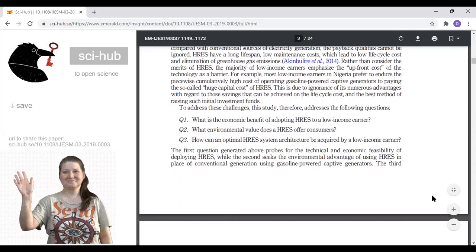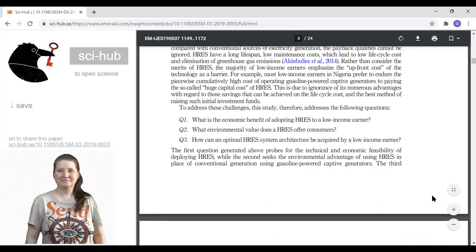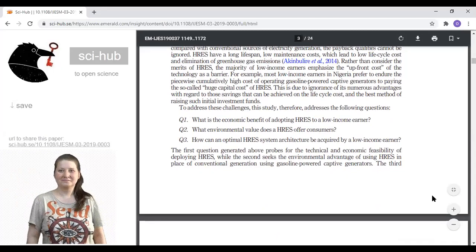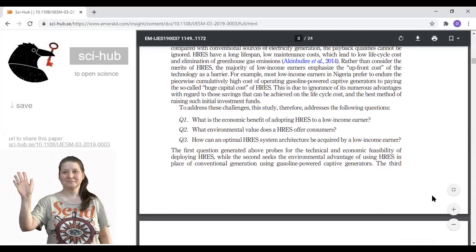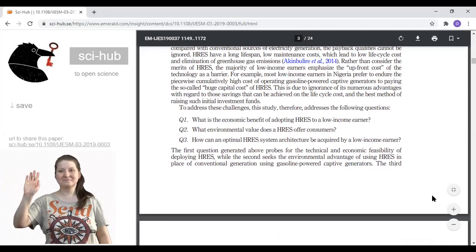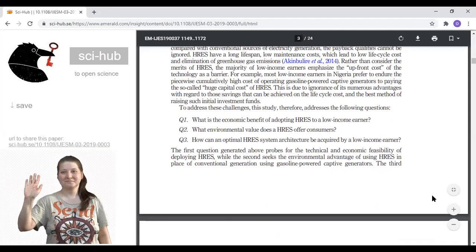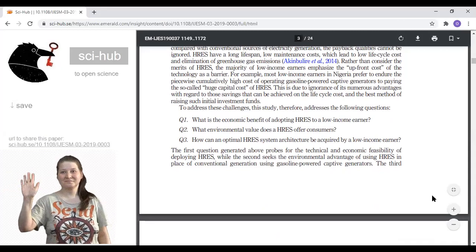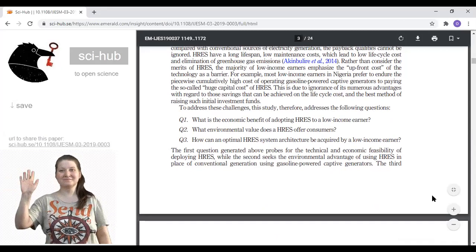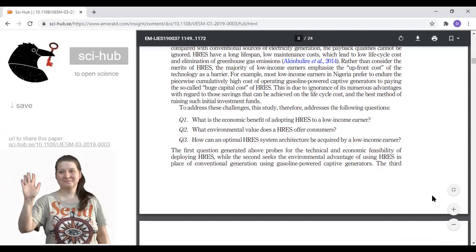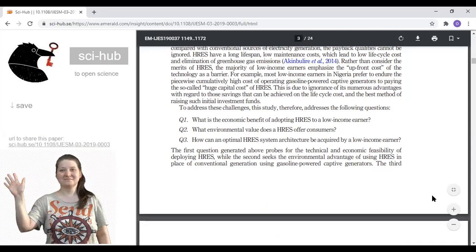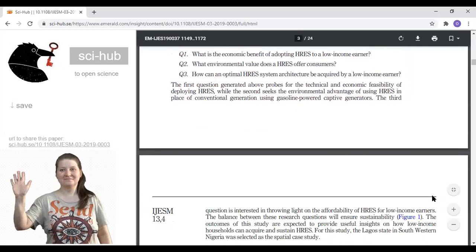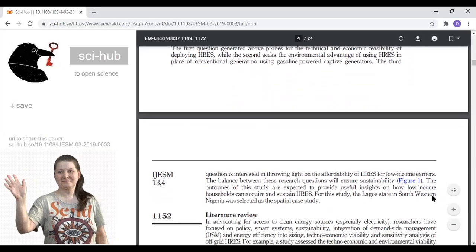Then if you look at that now, specifically the questions that the research is going to answer are being spelled out. What is the economic benefit of adopting a hybrid renewable energy system for low income earners? The next one says, what environmental value does a hybrid renewable energy system offer consumers? And the last one is talking about how can an optimal hybrid renewable energy system architecture be acquired by low-income earners. Now, these questions were further explained so that anybody that is reading will know, this is what this means, this is what this means, this is what this means.